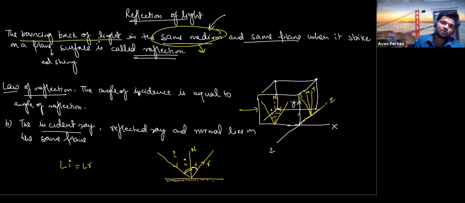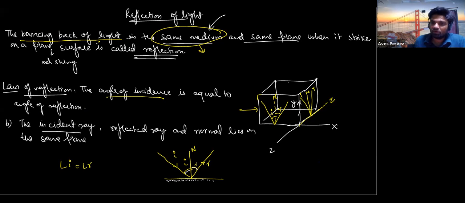Okay, and we have the two laws, I mean, we have the laws of reflection. One is that the angle of incidence and the angle of reflection must be the same. It is an experimental measure that when we strike a ray on a shiny surface, the angle at which it is incident is the same angle at which it is reflected or bounced back.